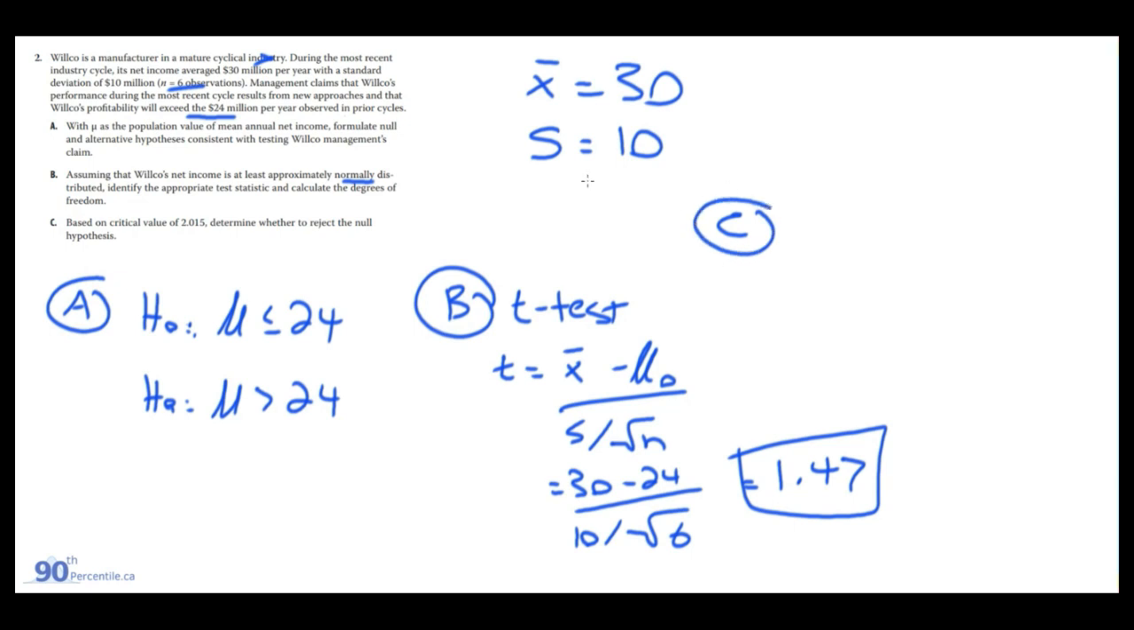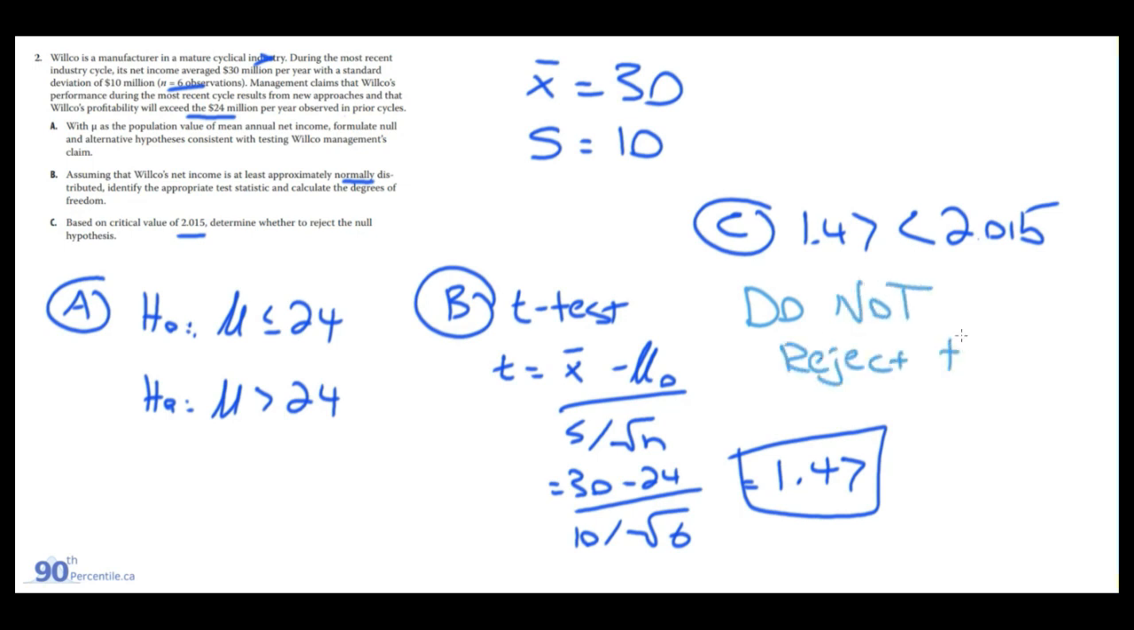So once again, this is what I was saying about how they usually just give you the critical values. You don't have to go through a table. But anyway, we have our statistic of 1.47, and it's a one-tailed test. And the critical value is 2.015. So what we calculated is less than the critical value. So we do not reject the null.